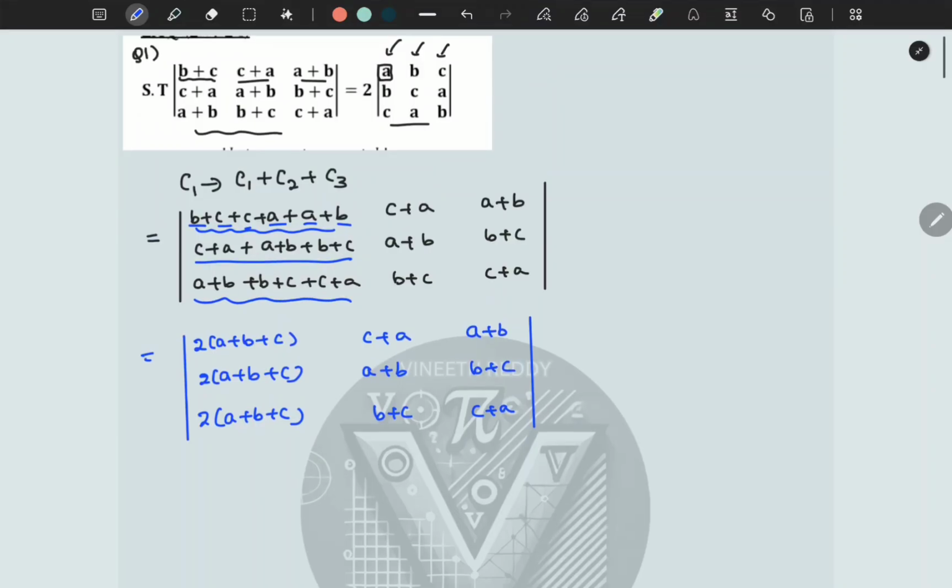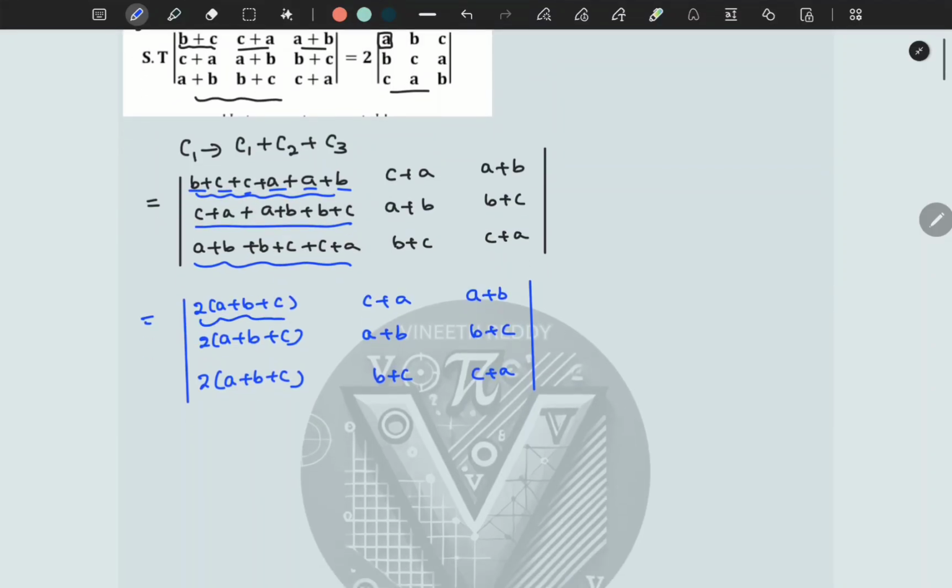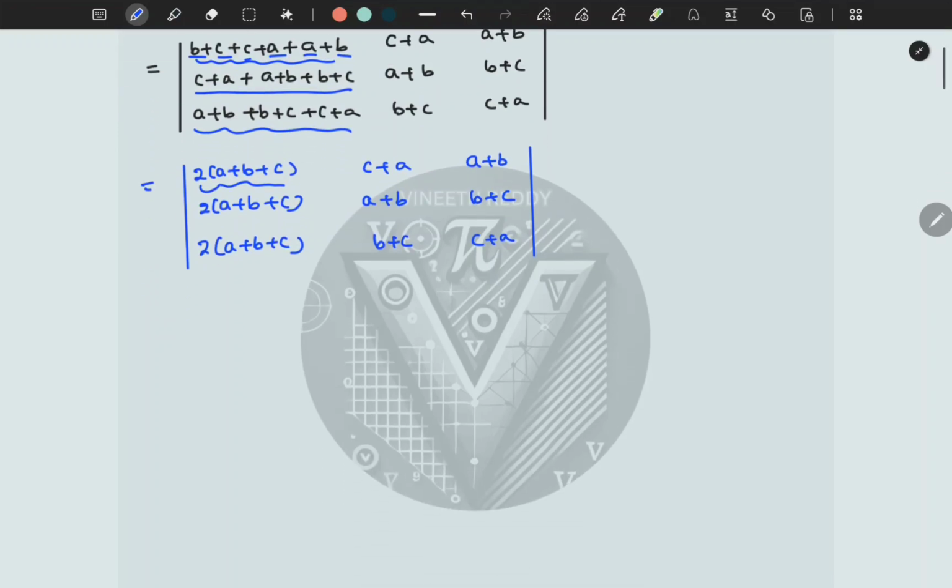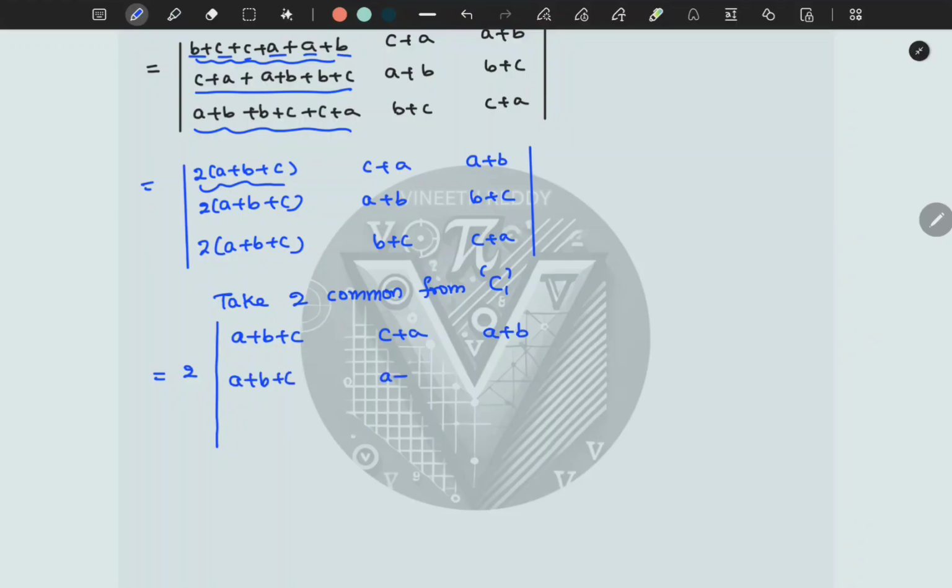So dear students, most of you now may think, sir, let us take 2 times A plus B plus C common from column 1, but we will not do that because we only have 2 outside. So instead of taking 2 times A plus B plus C common, let us take 2 common from column 1. I hope you understood this so that I can get 2 here. And what remains is A plus B plus C, C plus A plus B, again A plus B plus C, and A plus B, and then B plus C, and again A plus B plus C, and B plus C and C plus A, right?